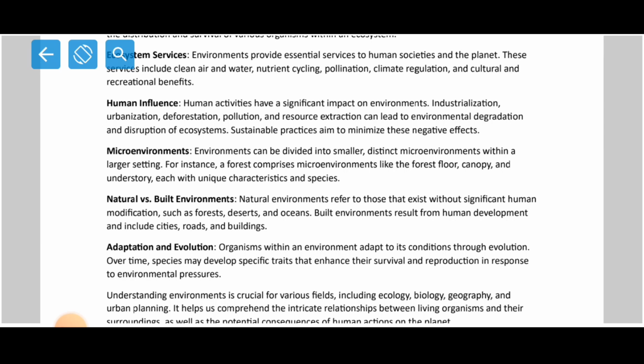Now, microenvironment. Let's see what we mean by it. Environment can be divided into smaller distinct microenvironments within a larger setting. For instance, a forest comprises microenvironments like the forest floor, canopy, and understory, each with unique characteristics and species.